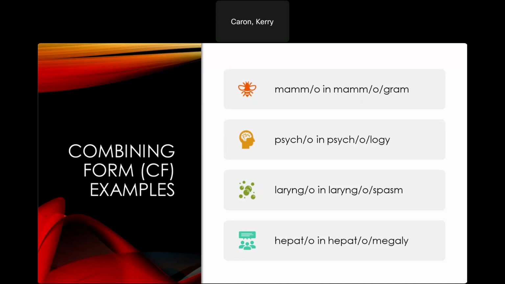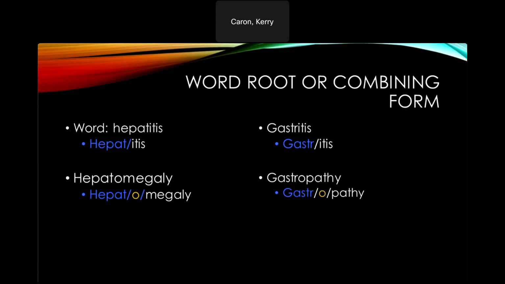So here's some examples. Mammo, we've got O again. Psycho, in psychology, we've got O. Laryngospasm, we've got O. All of these are examples of O's. Okay. So word root or combining form. In this example, we've got hepat, that's word root. Hepato is combining form.